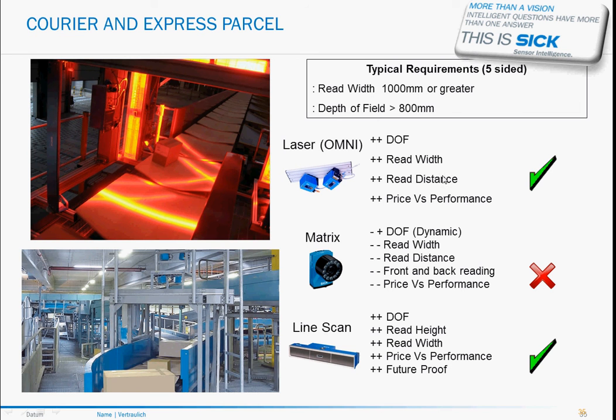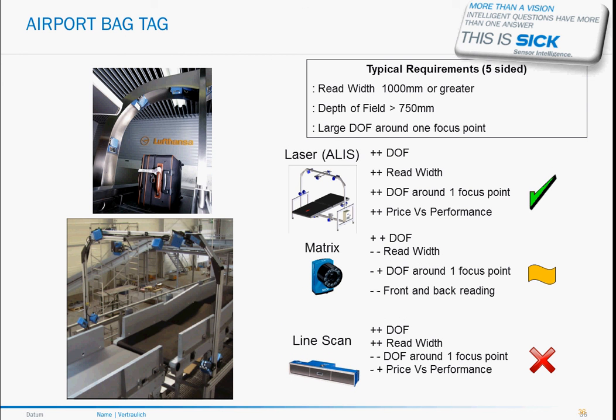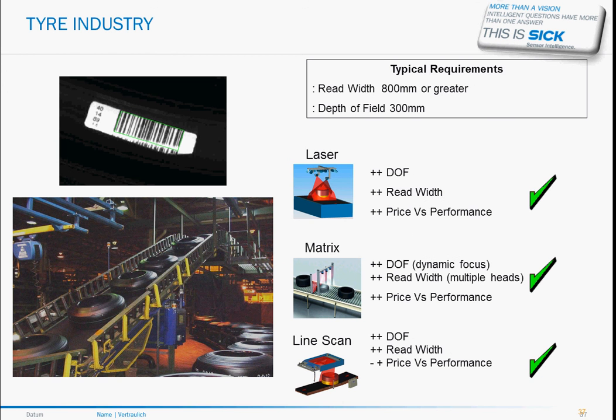Looking at the courier and express parcel market, then obviously laser omnis are much better, or the line scan camera come into their own. Matrix readers can be made to read these, but the truth is they really suffer. You can see all the problems they have. However, Cognex are trying to make theirs do this sort of application. To our knowledge, they still haven't succeeded. And obviously airport reading systems, the lasers really do come into their own here.